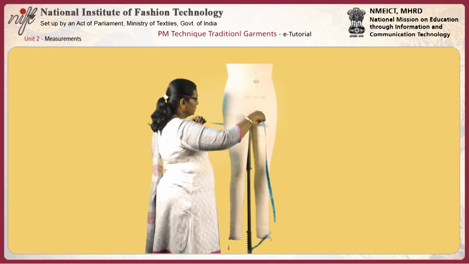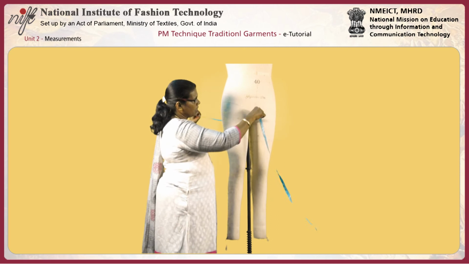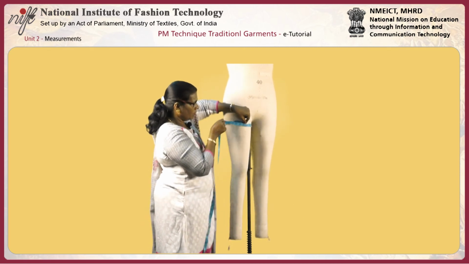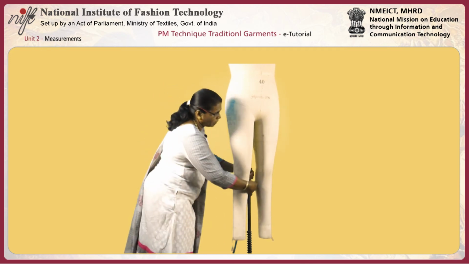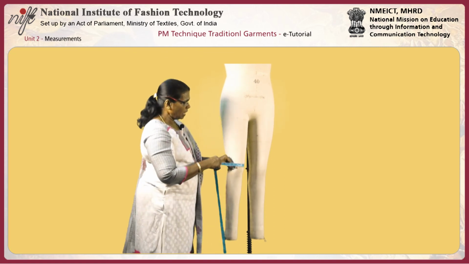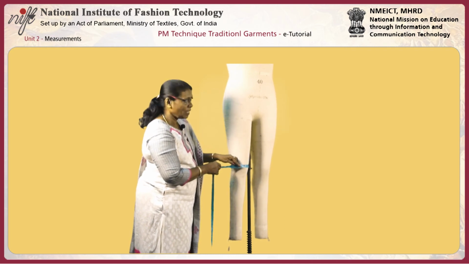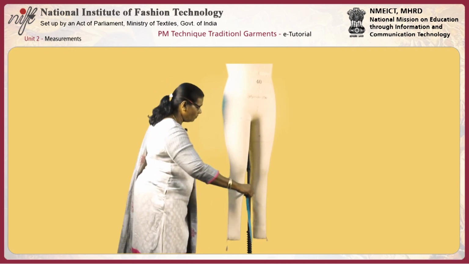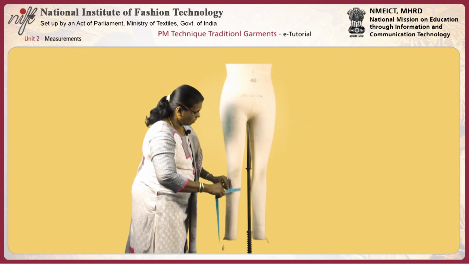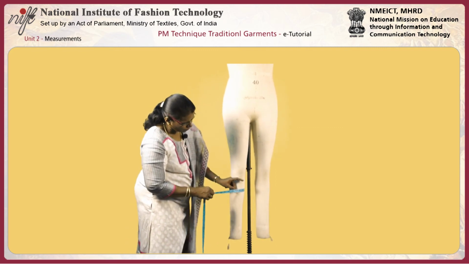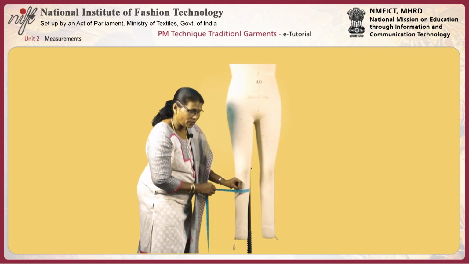Thigh circumference. At the thigh level, highest thigh level with one finger, parallel to the floor, is thigh circumference. At the mid of the knee, parallel to the floor, around the knee with one finger is knee round. And at the calf level, the highest part of the calf level, parallel to the floor, around the calf with one finger is the calf circumference.